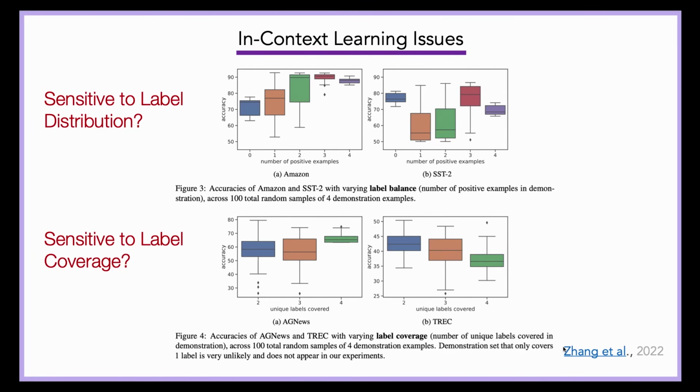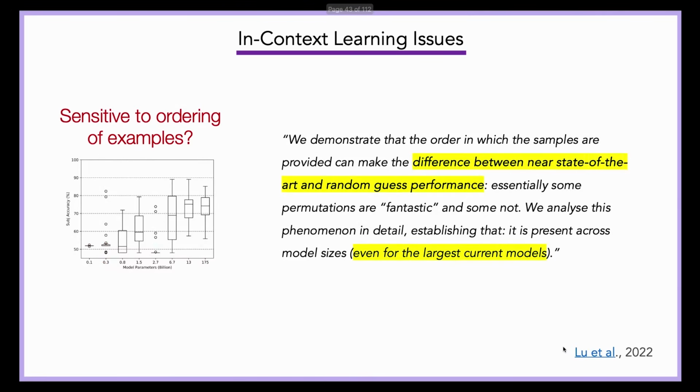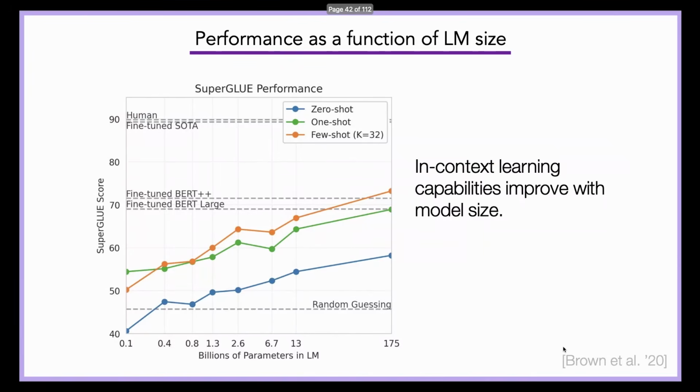There were also all kinds of other weird pathologies that were observed in these models where the particular choice of words that you chose as your labels, if you said positive rather than good, or the thumbs up emoji or something like that, could actually have pretty substantial impacts on the quality of the predictions that you got from the model. And also, the models were extremely sensitive to the order in which these individual examples were presented, and you could shuffle them around and, again, get big increases or big drops in performance out of these models.